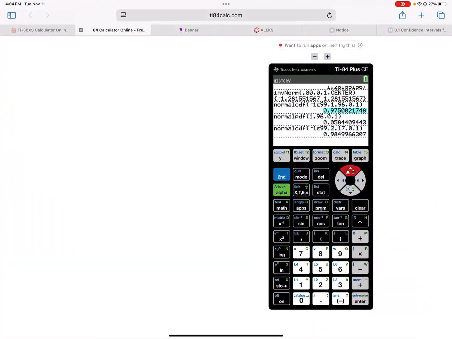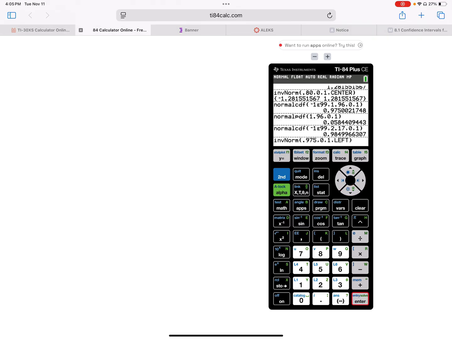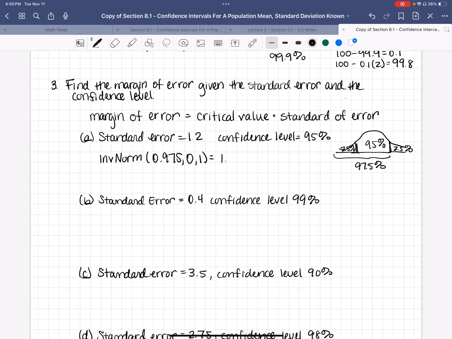And when I do that, let's go over here. Oh, I don't want to do a center. I'll just do a new one. Inverse norm. And I am doing 0.975, 0 and 1, we're going to tail to the left, and we're going to paste. And that's going to give me 1.95996. So 1.96 is my critical value right here, approximately.